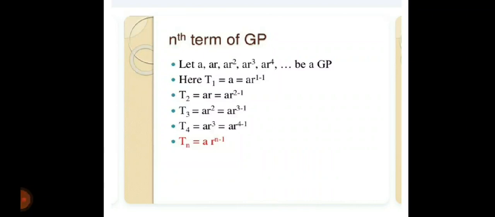And suppose we want to find any term of the GP. So the standard result is nth term Tn equals A R raised to power n minus 1. Suppose we want to find first term, that means A R raised to power 1 minus 1, 0. R raised to power 0 is 1, so your first term is A. And second term A R raised to power 2 minus 1, that is AR. Third term A R raised to power 3 minus 1, that means A R square. So in this way we can find any term of the GP.